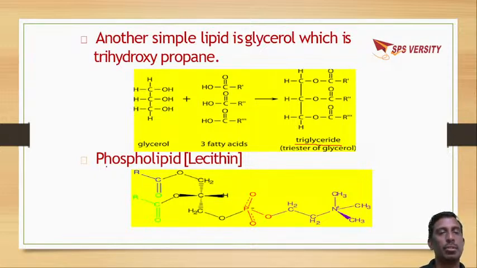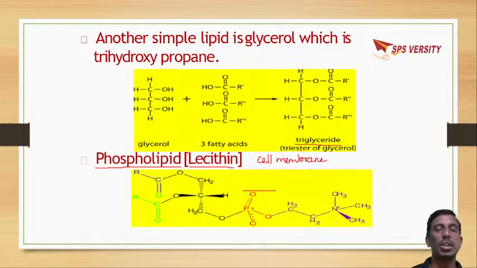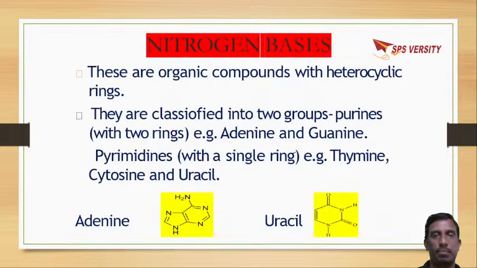Phospholipid, in which phosphate is attached to a lipid, like lecithin. इसको क्या बोलते हैं कि phospholipids, which are present in the cell membrane. Cell membrane is made up of phospholipids and proteins. Phospholipids means the phosphate is attached to the lipids. इसको क्या बोलते हैं कि phospholipids.